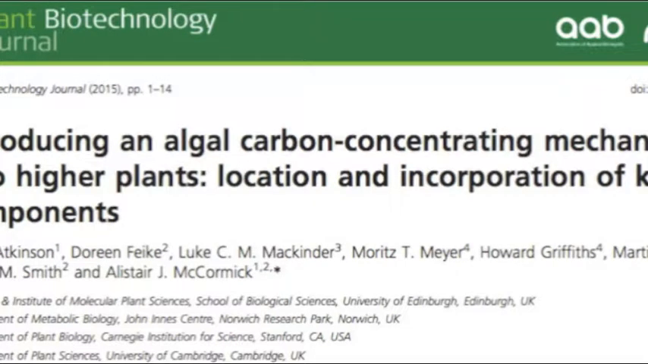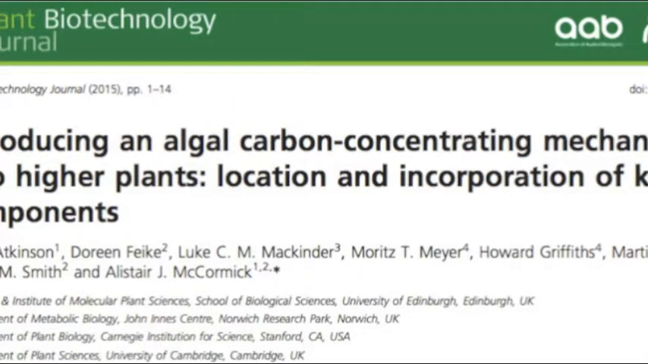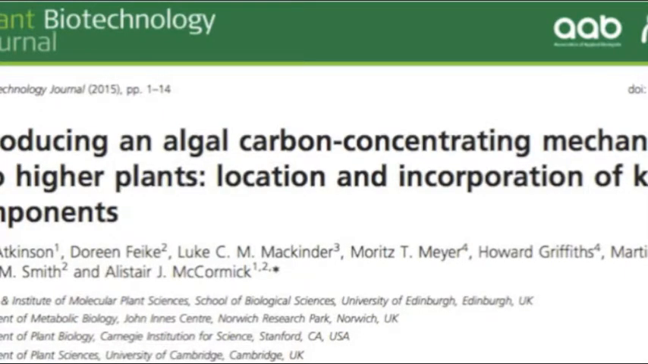Okay, today on the Arabidopsis Research Roundup, I'm talking to Alastair McCormick from University of Edinburgh, and he's going to discuss briefly his new paper in Plant Biotechnology Journal with the title Introducing an Algal Carbon Concentrating Mechanism into Higher Plants: Location and Incorporation of Key Components.